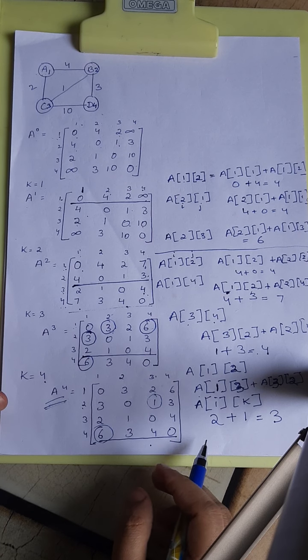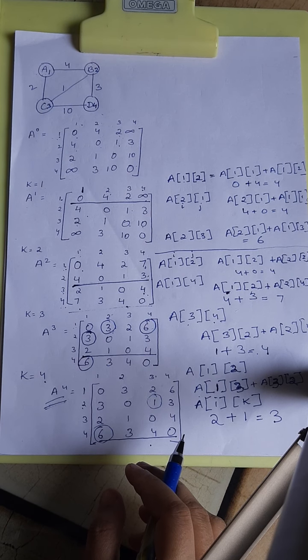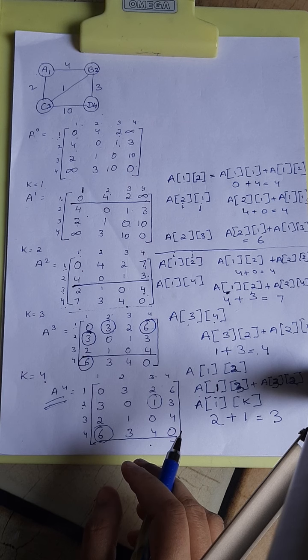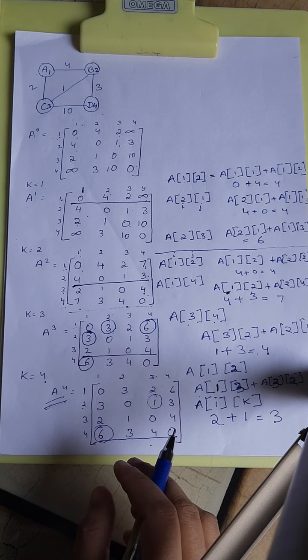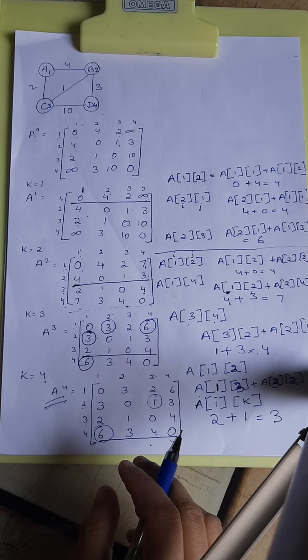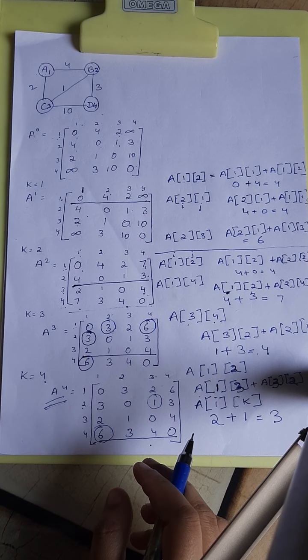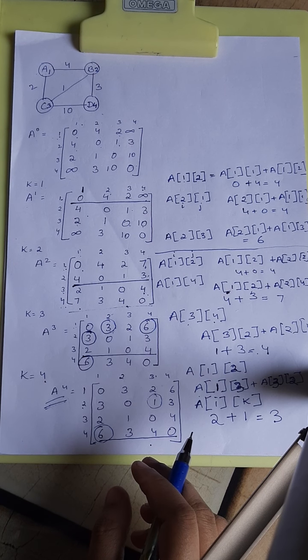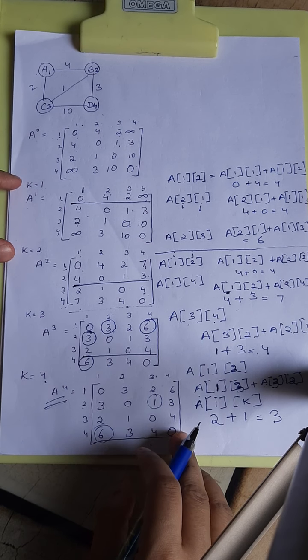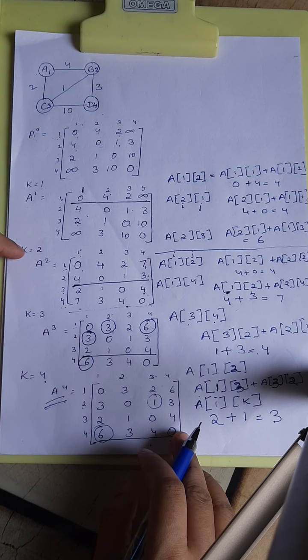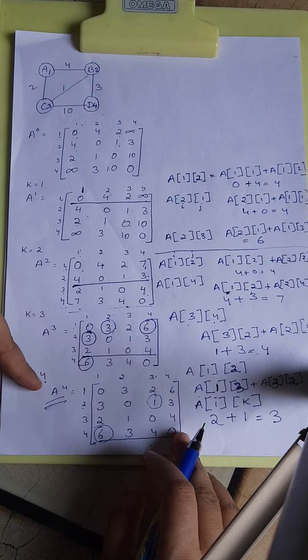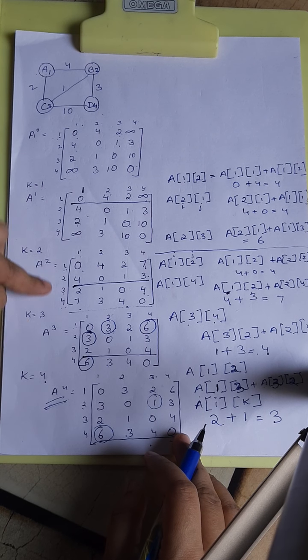In this algorithm, we start with the original matrix, that means the first matrix, in which you have to write the cost if edge is existing. If edge is not existing, then you have to write infinite. Then we move on to the next matrix. You have to take the value with k equals to 1 for A1, k equals to 2 for A2, k equals to 3 for A3, k equals to 4 for A4. So like that you have to calculate.